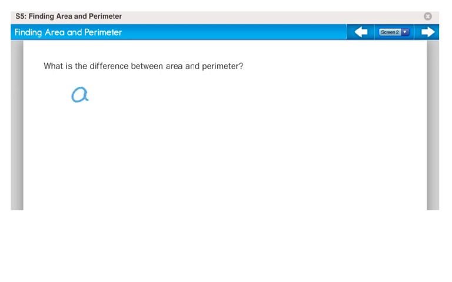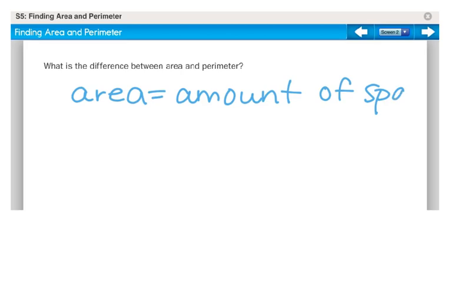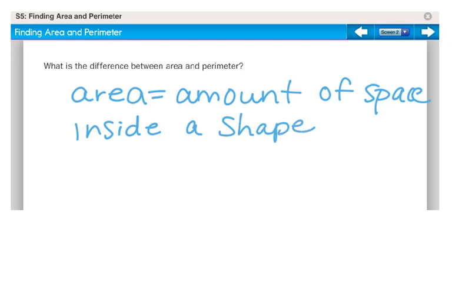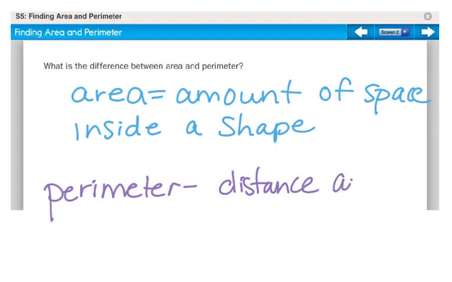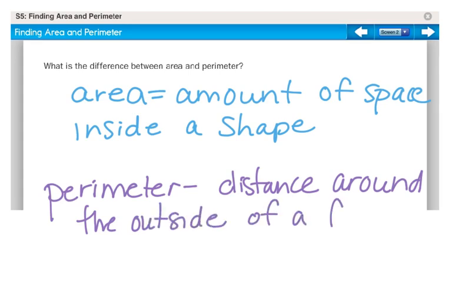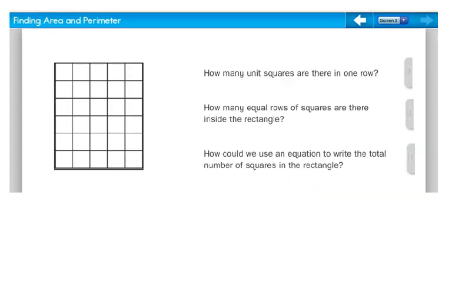What is the difference between area and perimeter? Area is the amount of space inside a shape. You don't have to write this down. Perimeter is the distance around the outside of a figure. Might be a square, it might be a rectangle. So today we're going to really just work on area.